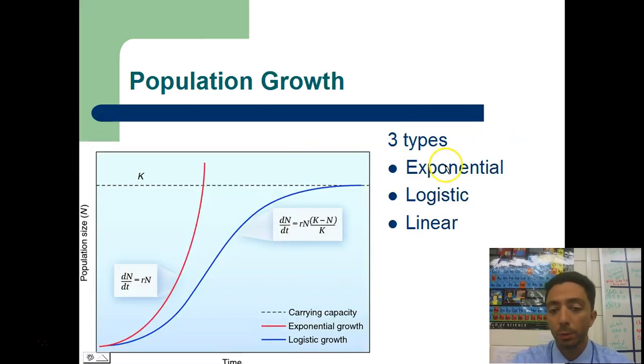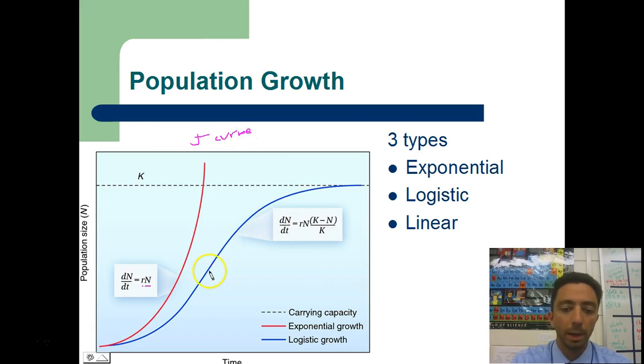Population growth, we've got three types, and we have talked about these already, but just as a reminder, the first one is exponential growth, which is shown by the red line. Population growth that is exponential can be shown by the rate times the number of individuals over the change in time. And so you get this very sharp J curve, is what we've called it before. And that is exponential growth.